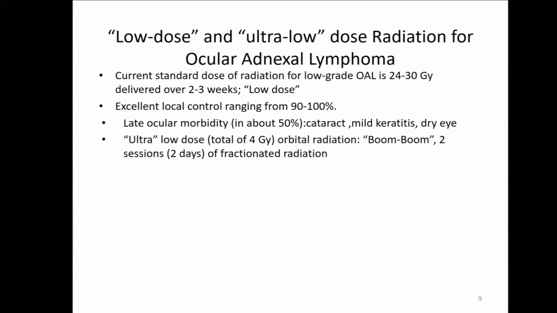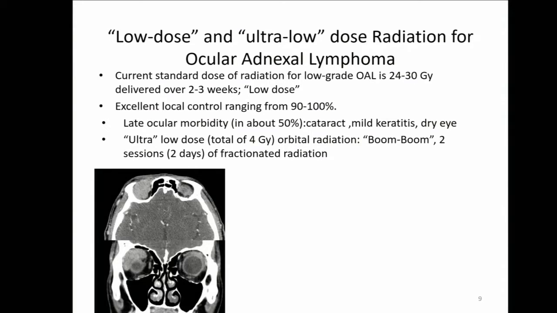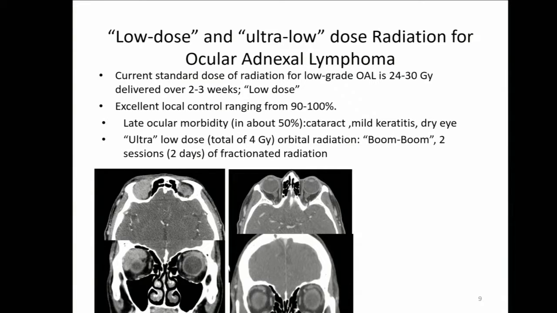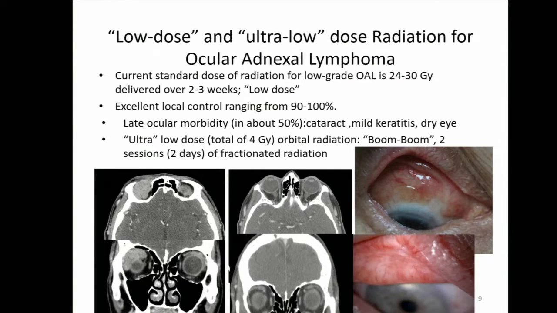We have been using just 4 grays of radiation, which is just 2 sessions, two daily doses of radiation, and we have been pleased with the results. Originally, this started with bulky orbital tumors, and we were very encouraged by resolution of even large tumors in the orbit with just 4 grays of radiation, but it also works for conjunctival disease, and it probably makes more sense with lower volume of disease on the conjunctiva.